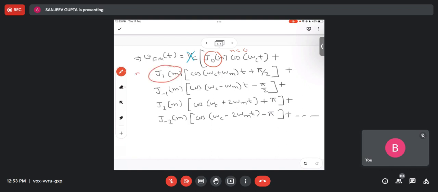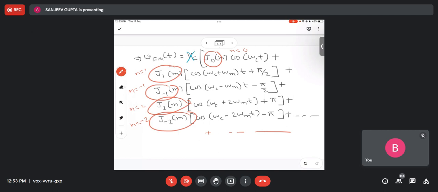This is for n equal to 1. This is for n equal to minus 1. This is for n equal to 2. And this is for n equal to minus 2. And so on. Okay. So if I see, I have got various frequencies.